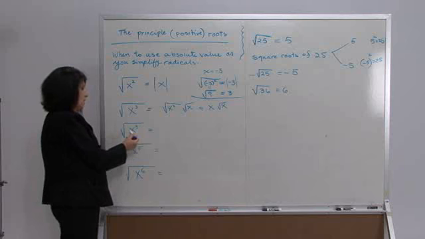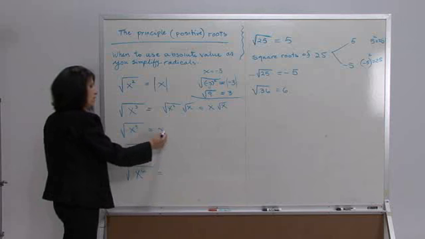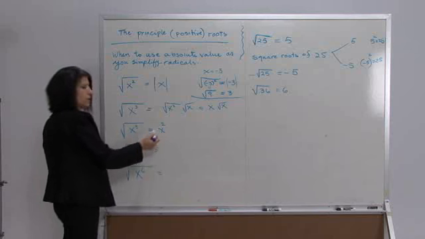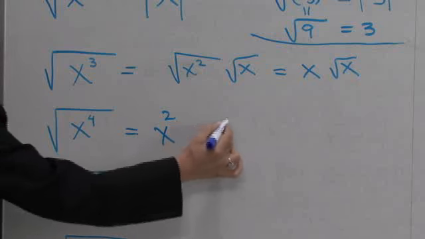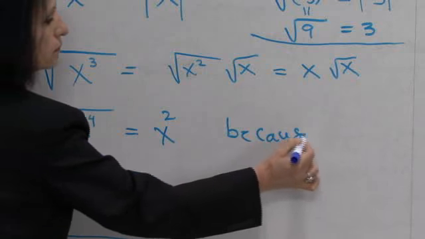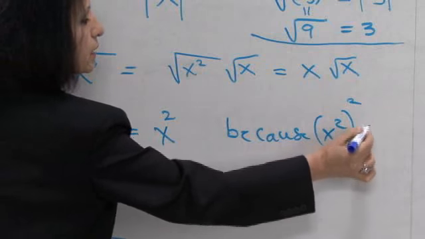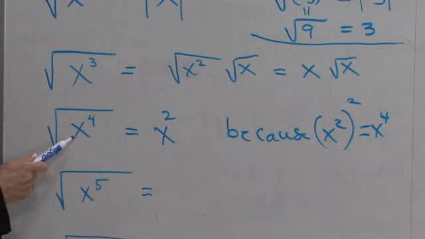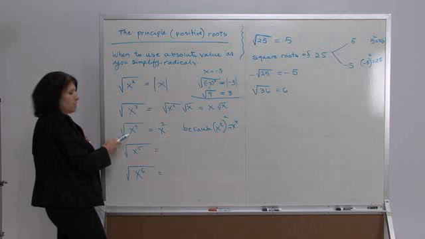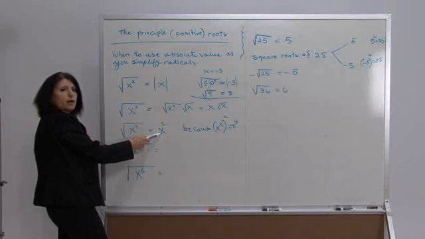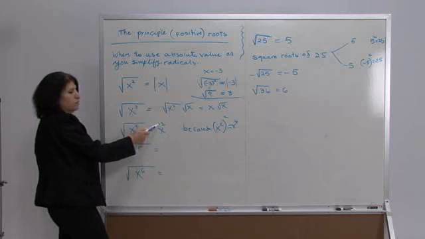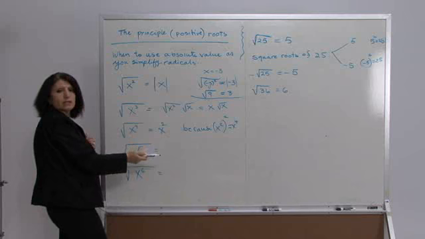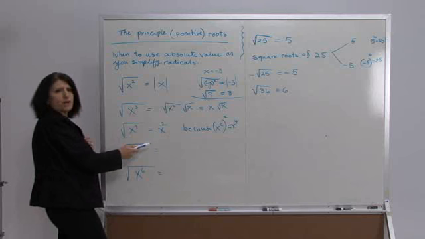So to simplify the square root of x to the 4, I know it's x squared, because when I square x squared, I get x to the 4. But even though there's a chance that this x can be negative, do I have to worry about the answer being negative? Notice that if x was negative, when you square it, it's going to be positive. And if it's positive, when you square it, it's going to be positive. So there's no need to put absolute value here.